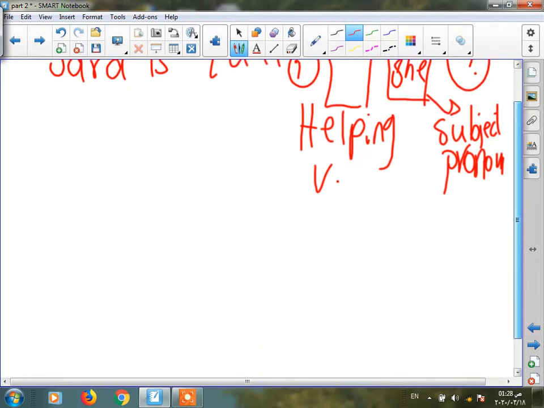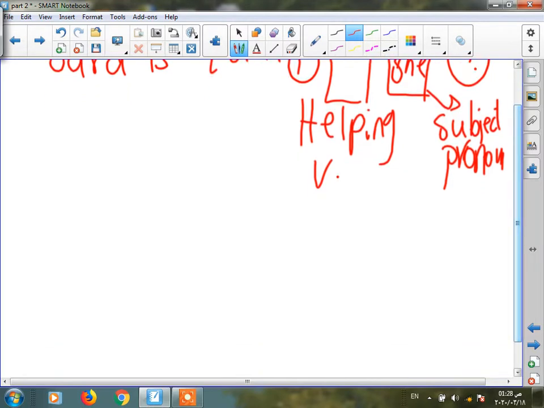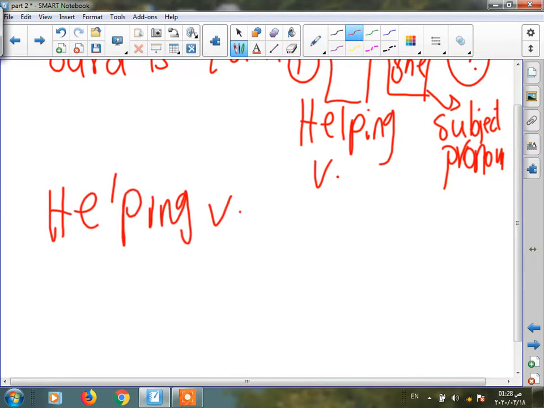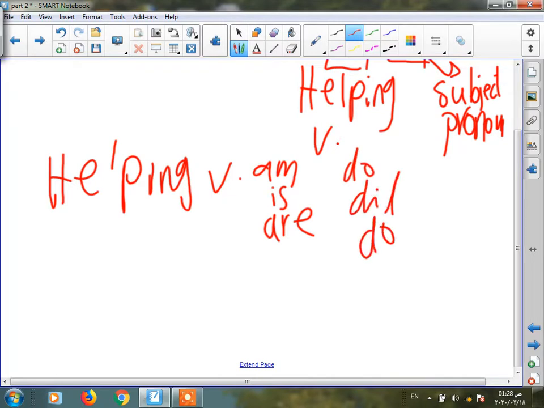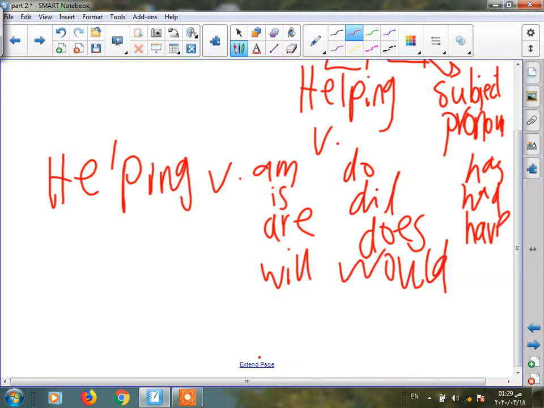What about your helping verbs? We have a lot of helping verbs, like am, is, or are. Let's divide them as groups. Those are verb to be. We have do, we have did, we have does. Those are verb to do. We have has, had, and have. These are the family for verb to have. And we have some modal verbs like will and would. We have can, and we have could, and many other verbs.